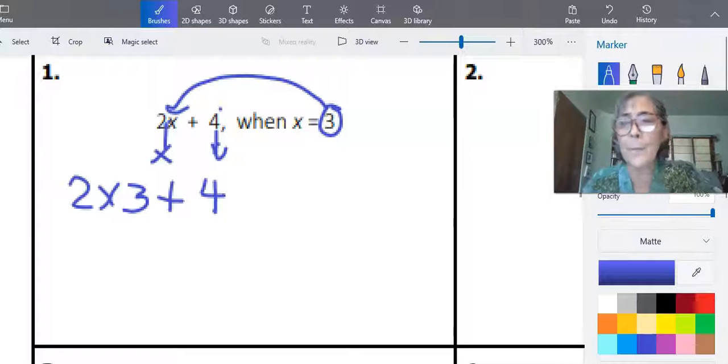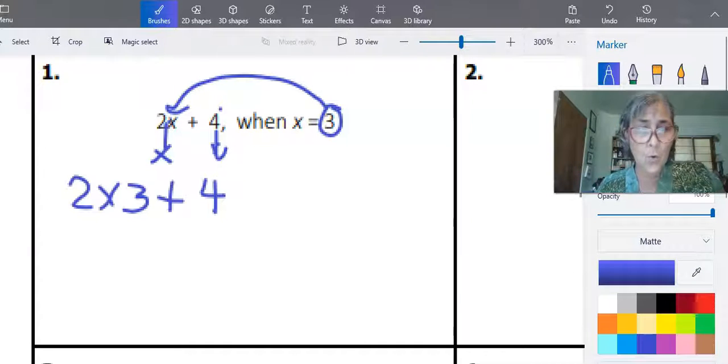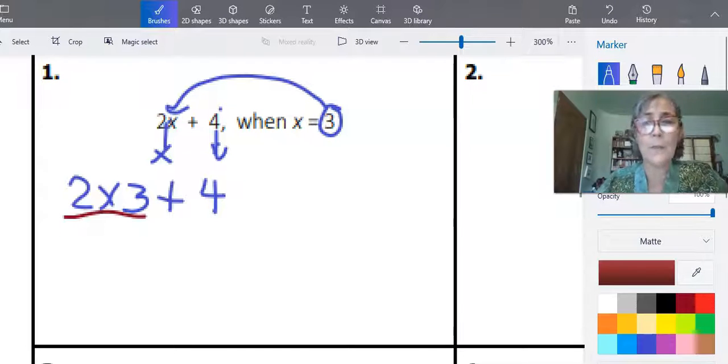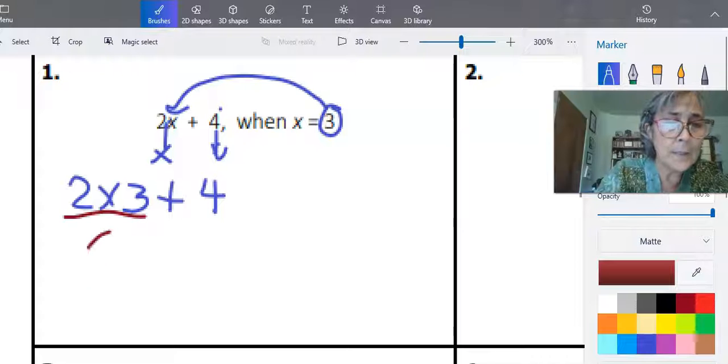All right, now we're going to think about PEMDAS. Are there any parentheses? No. How about, are there any exponents? No. Is there a multiplication? Oop, there sure is. There's 2 times 3. So we're going to do that first. And it comes first, so that's convenient. So 2 times 3 is 6.